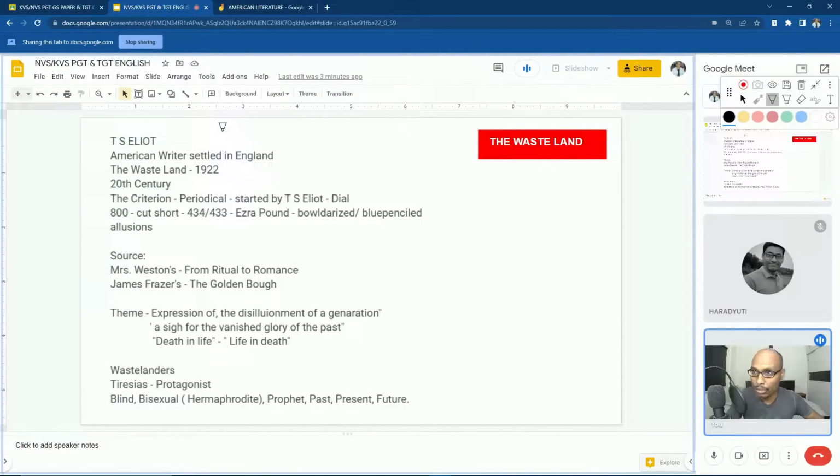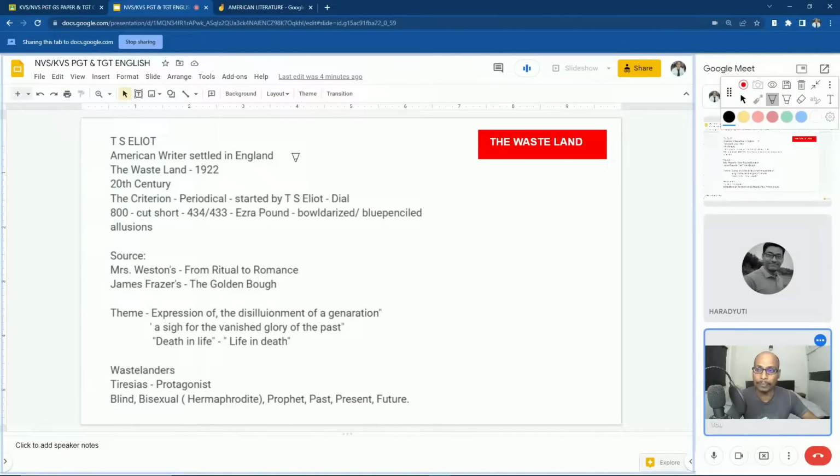So T.S. Eliot, Thomas Stearns Eliot, was an American writer, but he was settled in England, and he published The Waste Land, a long poem, in 1922, and he belongs to the 20th century. Where did he publish this poem? He published this poem in the journal The Criterion, a periodical started by T.S. Eliot, and he was an editor of the Dial periodical. And in the beginning, he had composed this long poem in 800 lines.